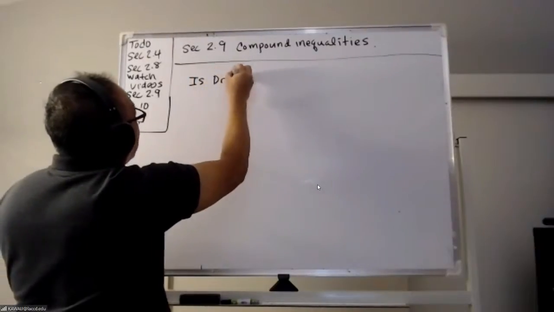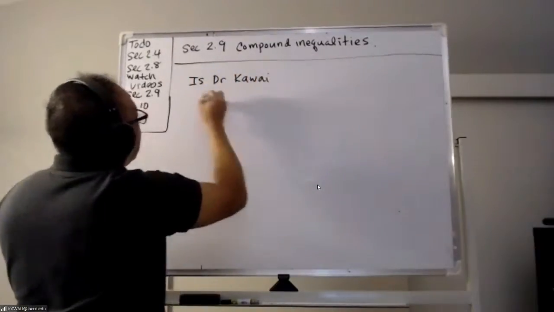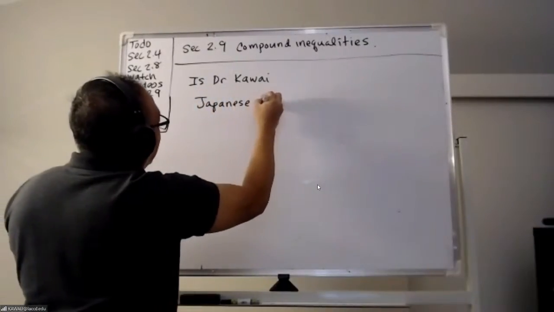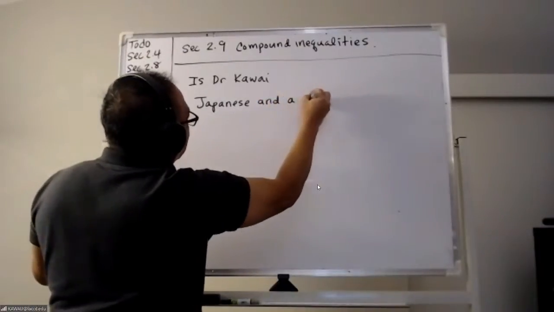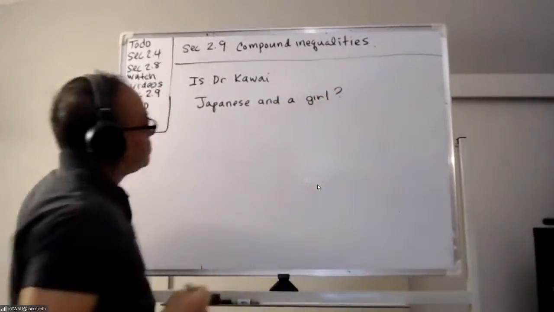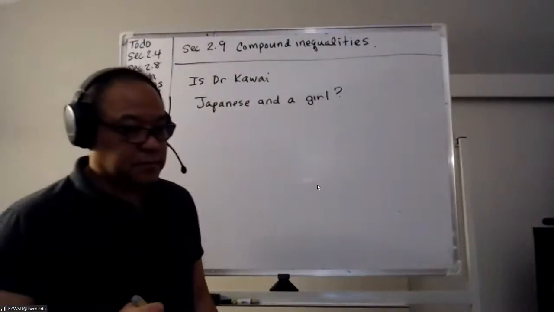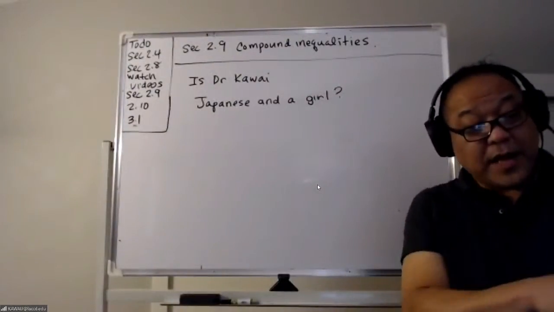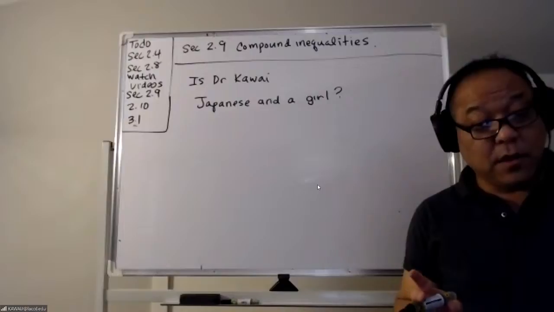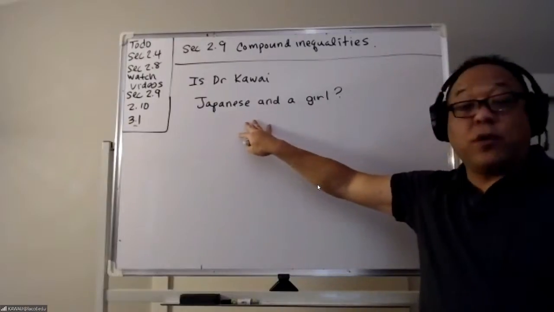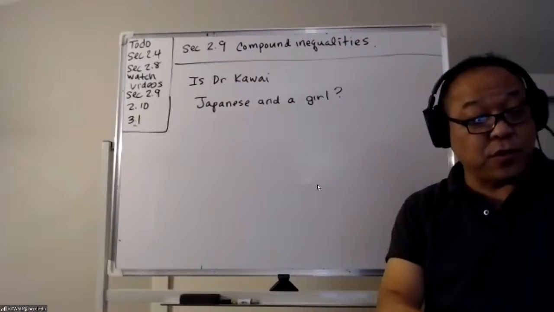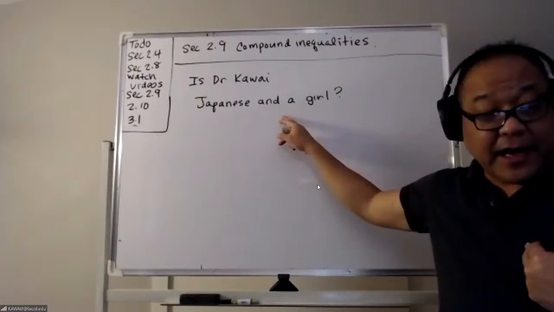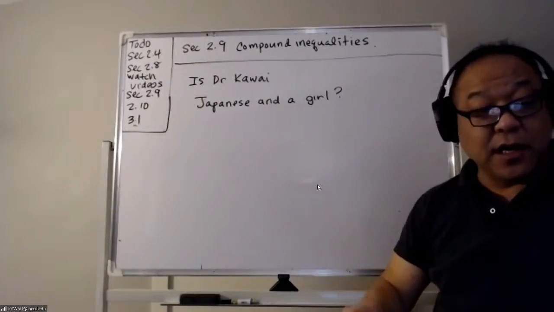is Dr. Kawai Japanese and a girl? Okay. Am I Japanese and a girl? In order for this statement to be true, both have to be true. I'm Japanese, but I identify as a guy. So the answer is no.